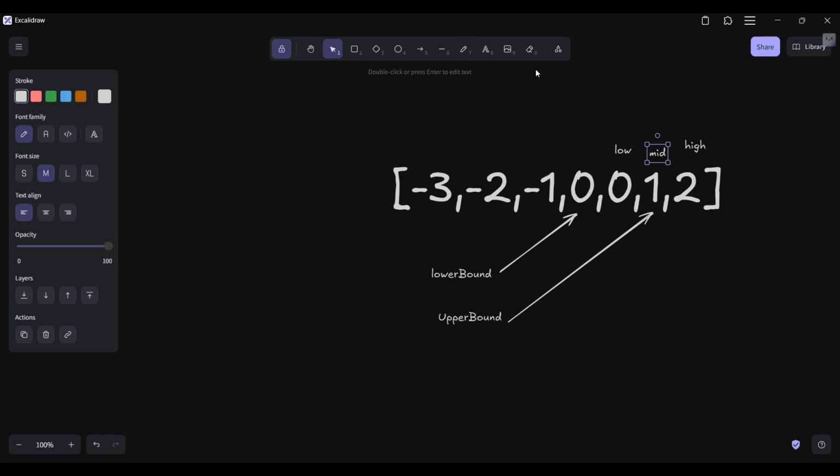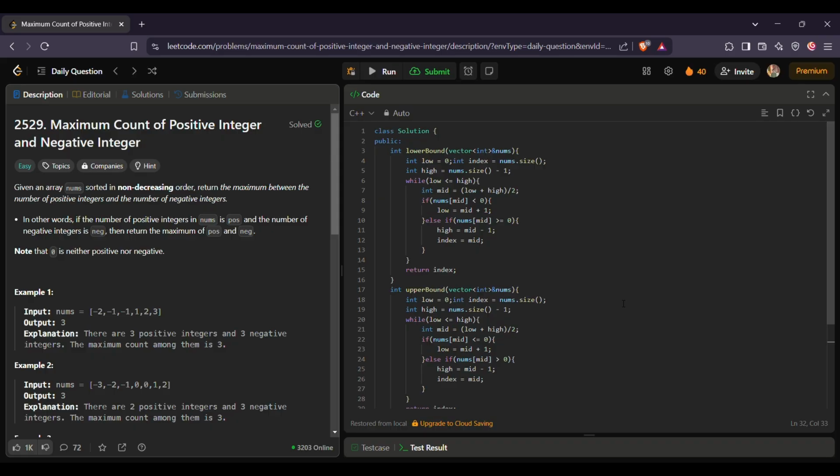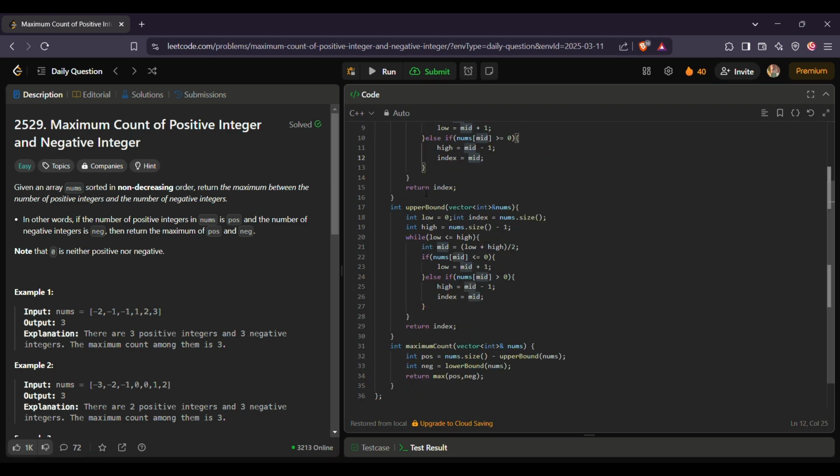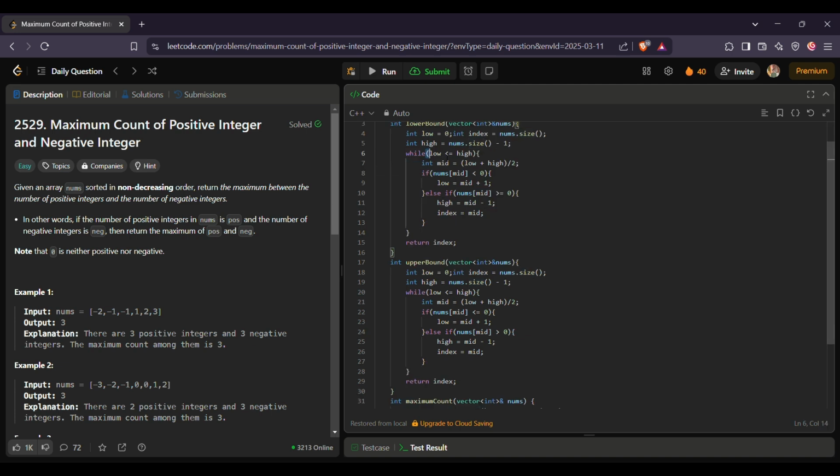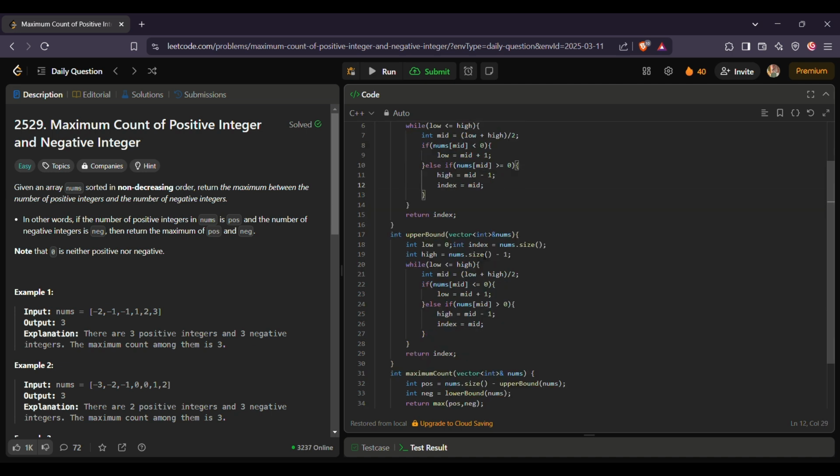Let's see it in Leetcode. So here's the Leetcode. You can see I have written the code. Here we have calculated the lower bound, and here we have calculated the upper bound. For the lower bound, we have taken low, index and high. While low is less than high, mid will be low plus high by 2. Whenever nums[mid] is smaller than 0, we will simply move low, and when it is greater than or equal to 0, we will update the value of index, and then we return.